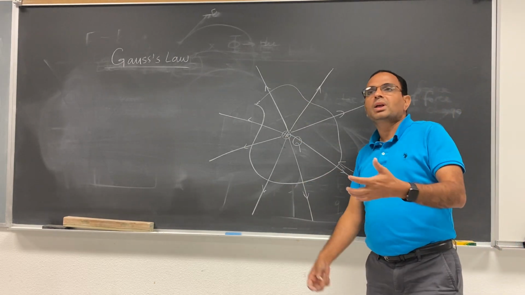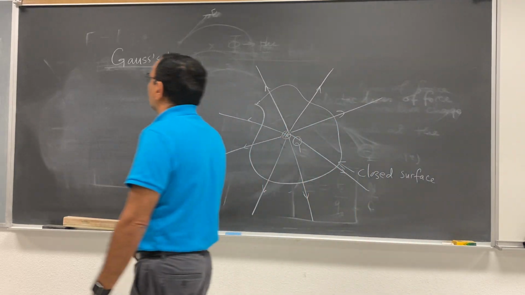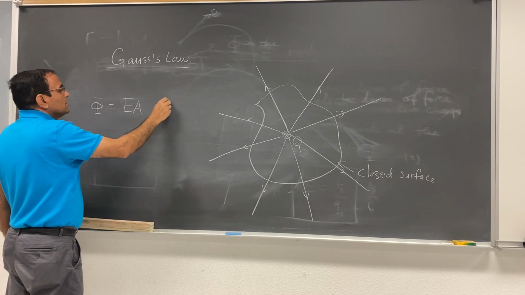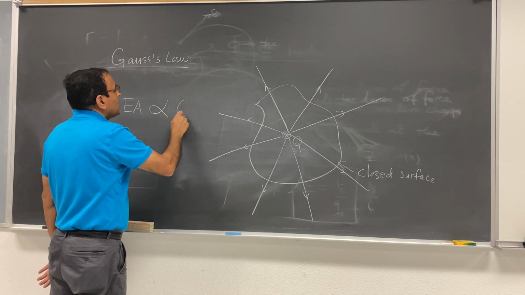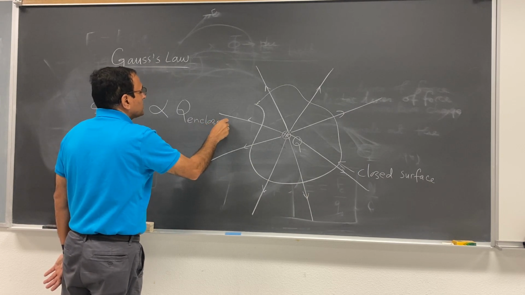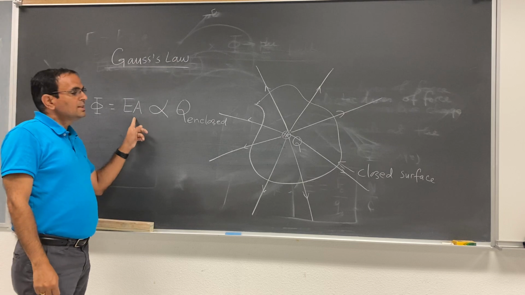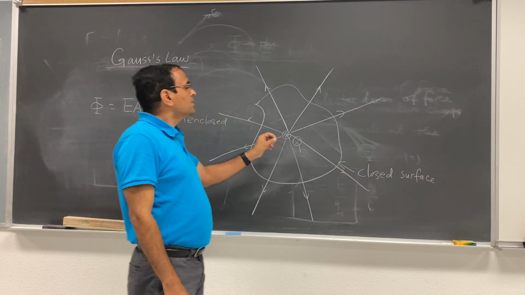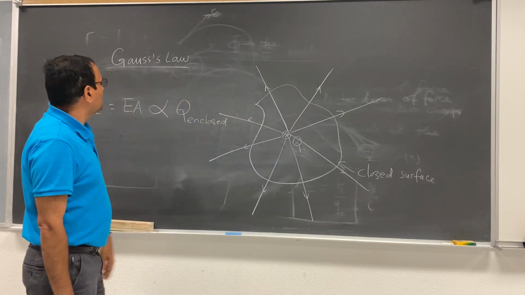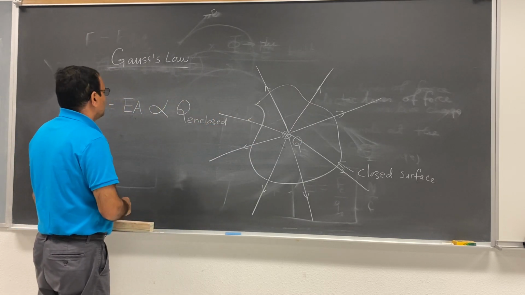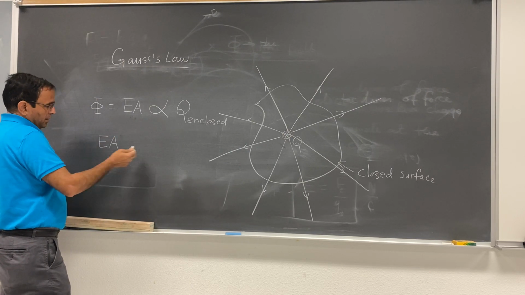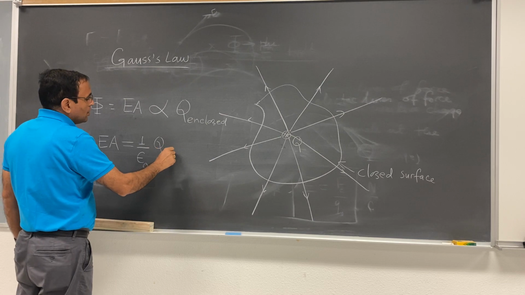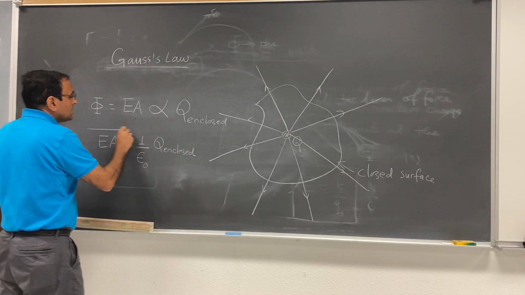The electric lines of force coming out from this closed surface, you can simply write down that phi is equal to E times A, and this is proportional to the charge enclosed by that closed surface. The E times A, what is this? This is electric flux coming out from this closed surface, and this closed surface encloses the charge Q here. So EA is proportional to the charge enclosed by the surface. If you want to put an equal sign, you can put 1 over epsilon 0 times the charge enclosed. This is the Gauss law.